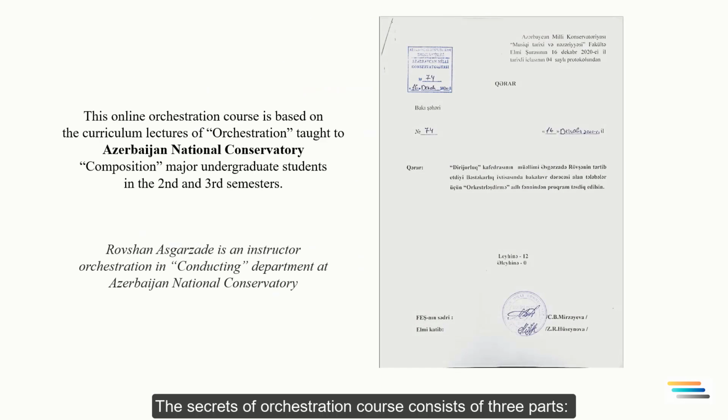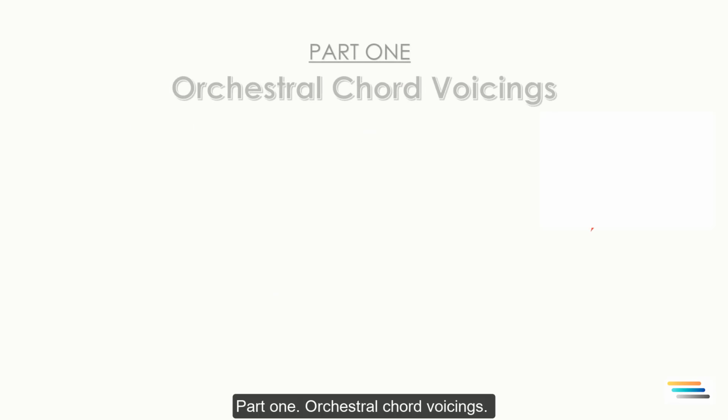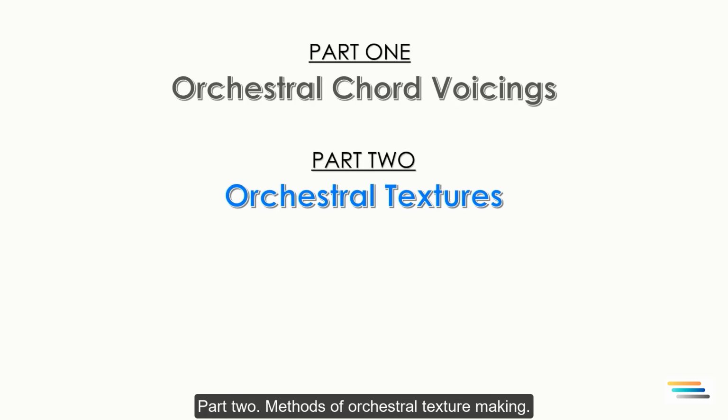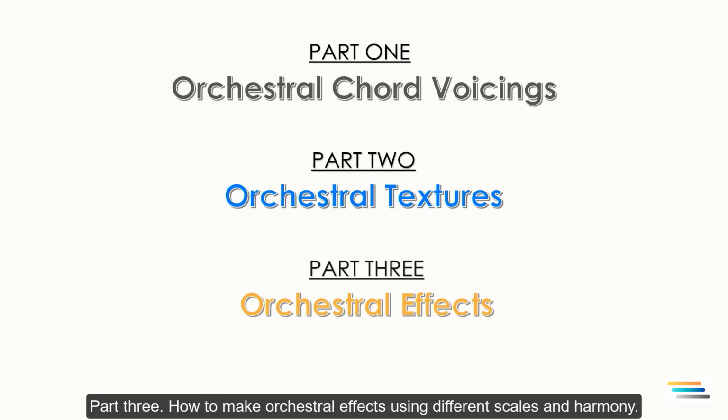The Secrets of Orchestration course consists of 3 parts. Part 1, Orchestral Chord Voicings. Part 2, Methods of Orchestral Texture Making. Part 3, How to Make Orchestral Effects using different scales and harmony. I prefer to start with lectures on chord voicing because it is 50% of orchestration.